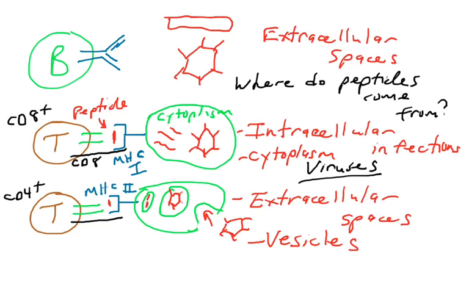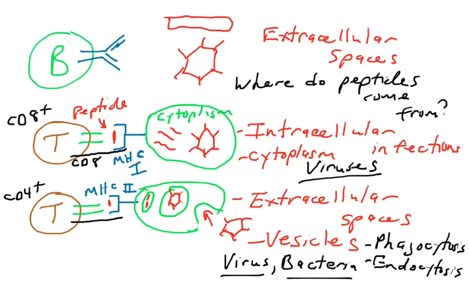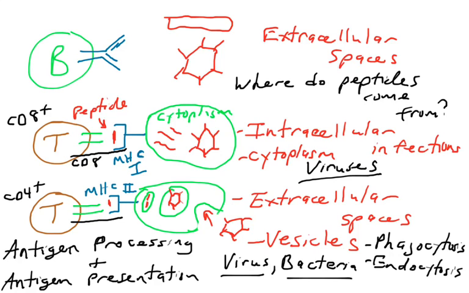So CD8 cells are going to be looking for viral infections, whereas CD4 positive cells are going to be looking at pathogens taken in from the extracellular space by phagocytosis or receptor-mediated endocytosis. That could be viruses or bacteria. This will require us to understand the process of antigen processing and antigen presentation. So there'll be a whole other video, actually a number of videos, on how antigens are processed and presented on MHC class 1, and then a separate video for how antigens are processed and presented on MHC class 2.